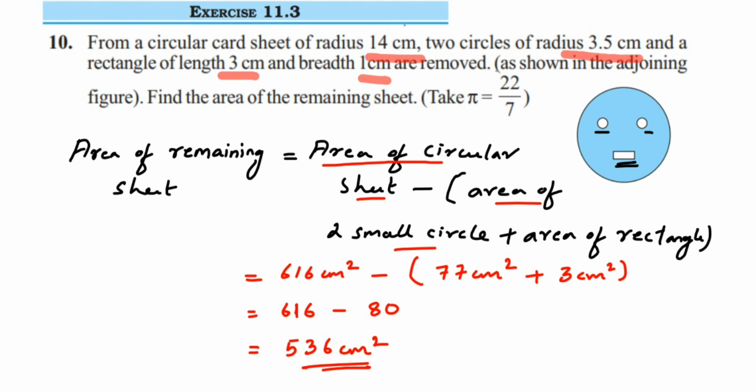So this was a simple question. Only thing is you have to understand what we have to remove from the big circle or the circular sheet. So that's it. I hope this question is clear. Though it was lengthy, it was easy.